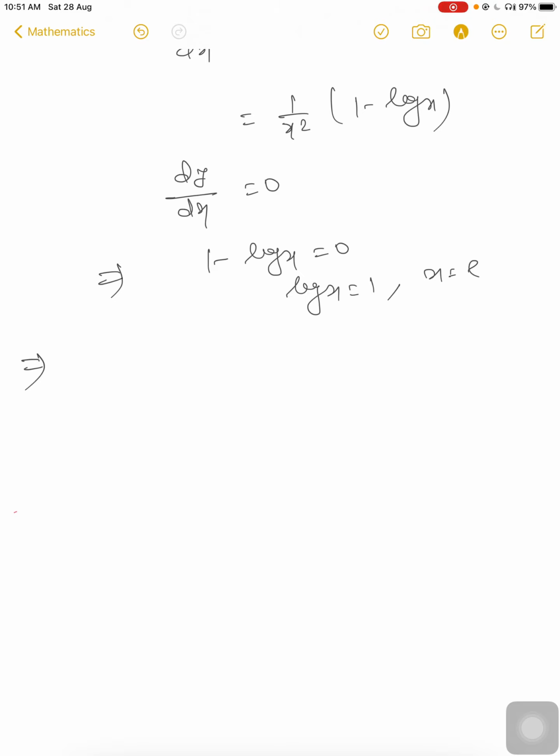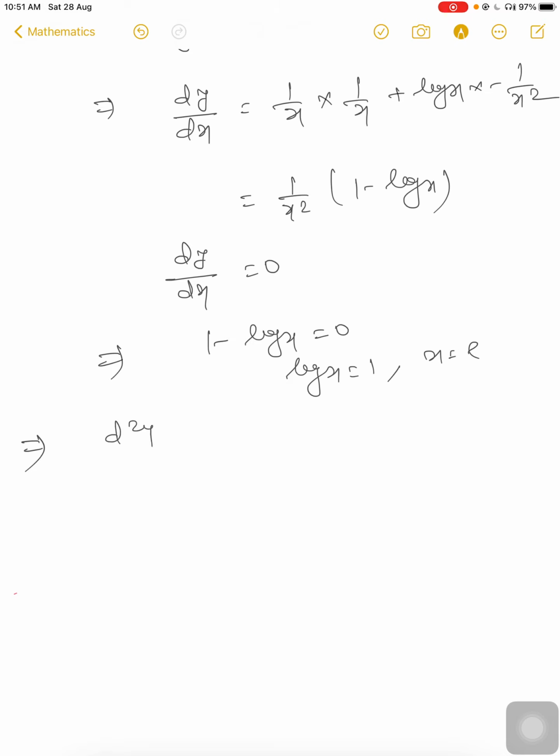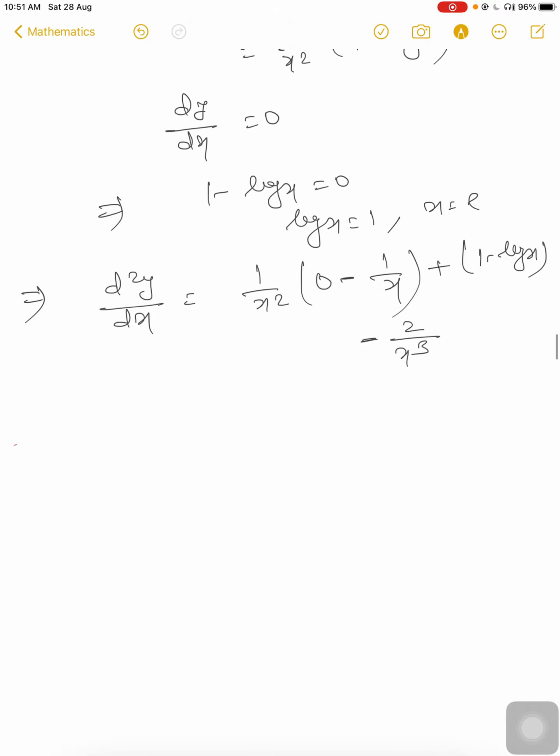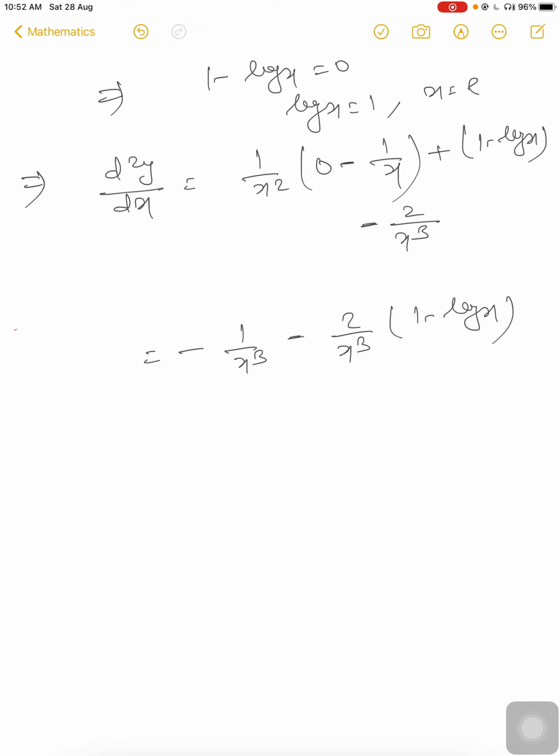Okay, because this one is the exponential. Then take the second derivative, d²y/dx², then 1 by x², and 0 minus 1 by x. Okay, and plus 1 minus log x and minus 2 by x³. So we can say that 1 by x³ minus 1 by x³ minus 2 by x³ and 1 minus log x. When you put x is equal to e, then what will happen?